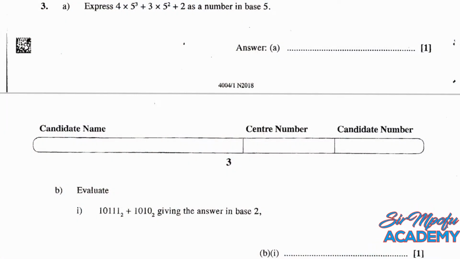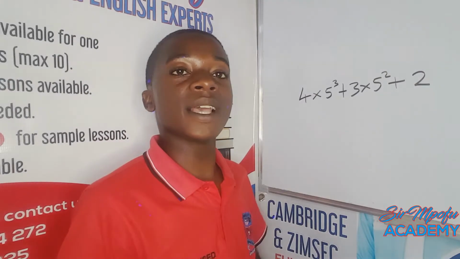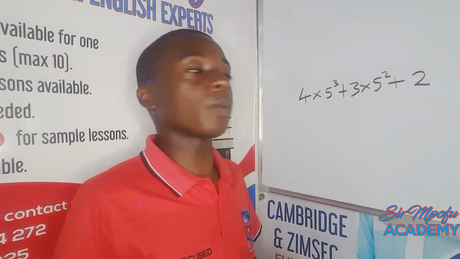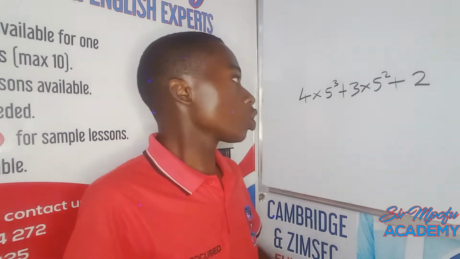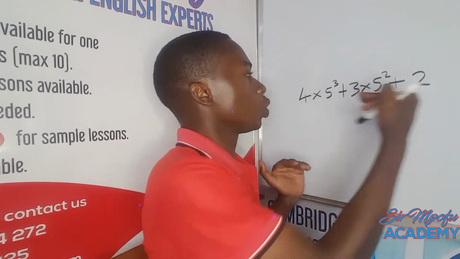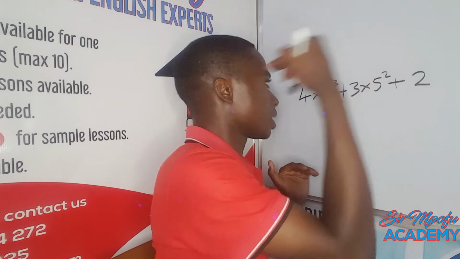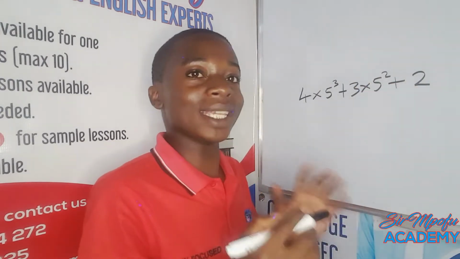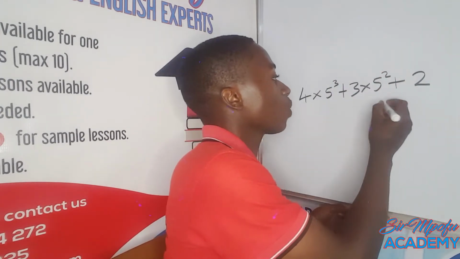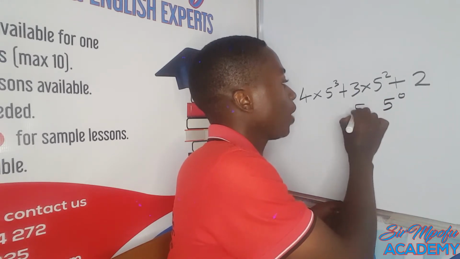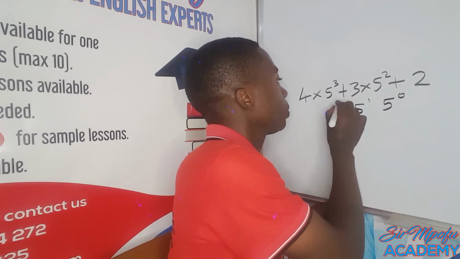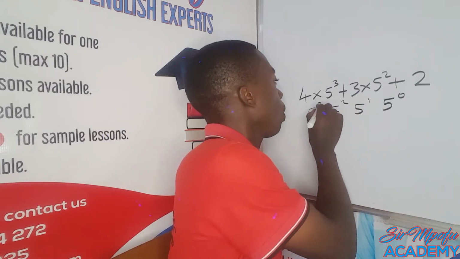Express 4 times 5 cubed plus 3 times 5 squared plus 2 as a number in base 5. This is very simple and straightforward because it's already in base 5 and it's in expanded format. So what you only need to do is to know that if it's to the power this, what number is it having? Remember, they start from 5 to the power 0. I'm going to write them. 5 to the power of 0, 5 to the power of 1, 5 to the power of 2, and 5 to the power of 3.